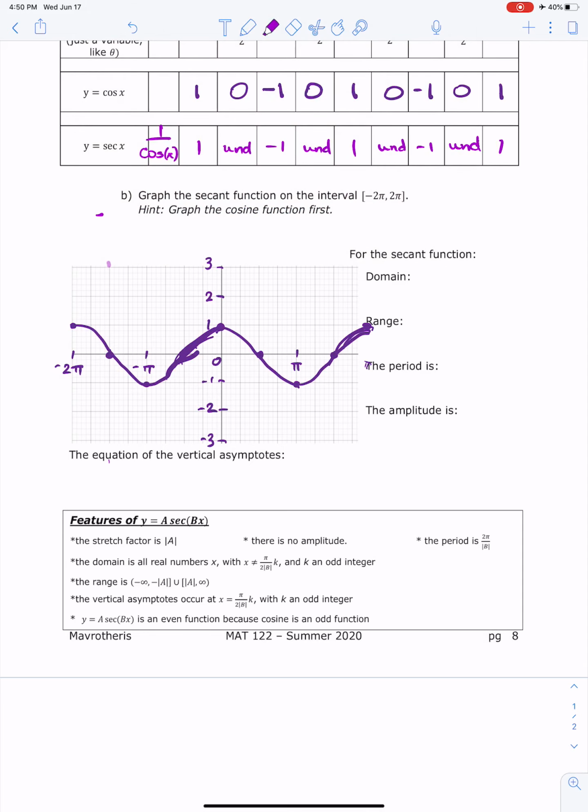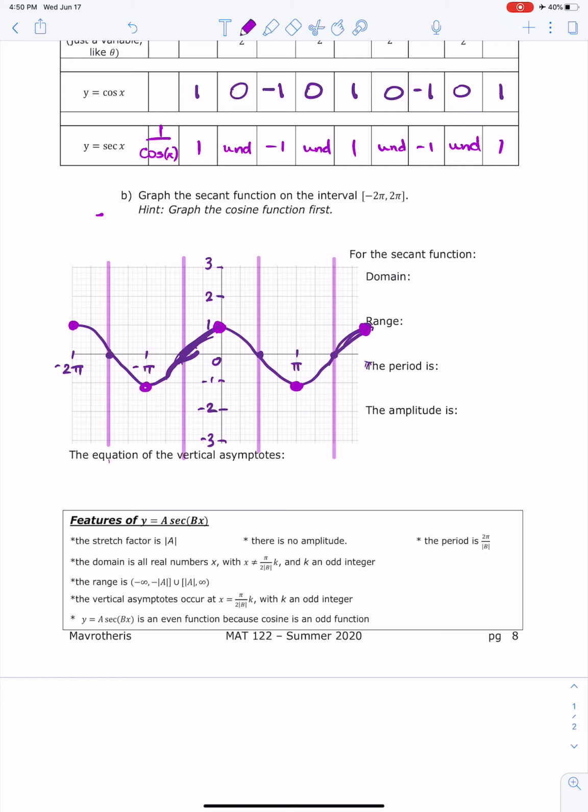Anywhere my cosine is 0, I have an asymptote. So I'm going to start by drawing those in. Even this messy spot, I know where that 0 is supposed to hit. And then it shares the maximums and it shares the minimums of the cosine function.